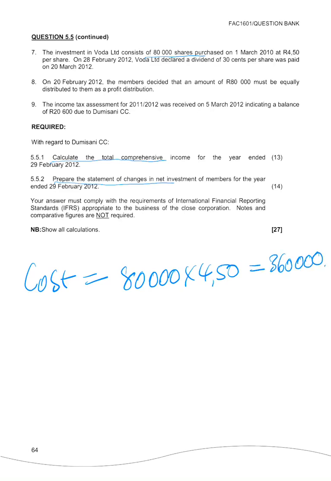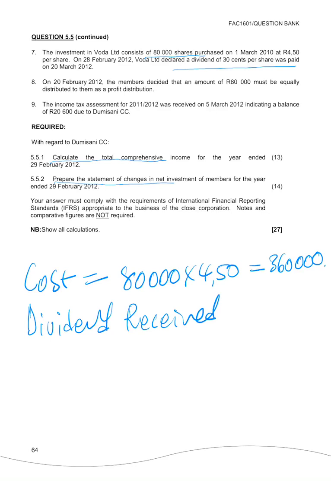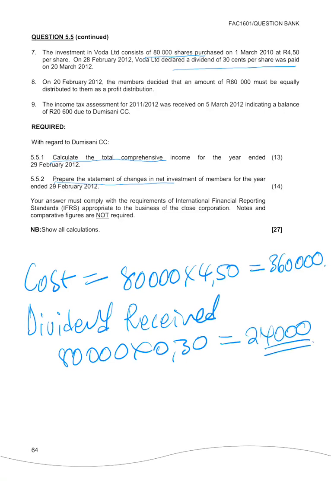Right, and then on 28 February, Voda declared a dividend. So there was also dividend received of 80,000, and each share is 0.30. So that should give us 24,000. So there are two transactions that we have.